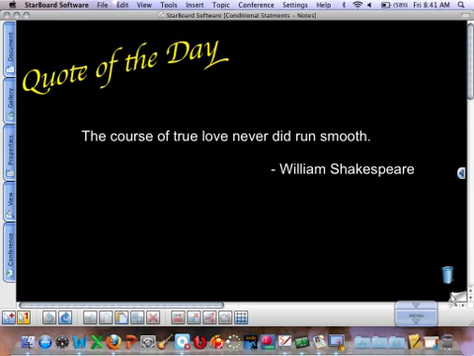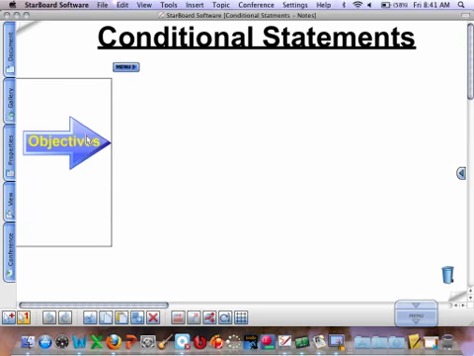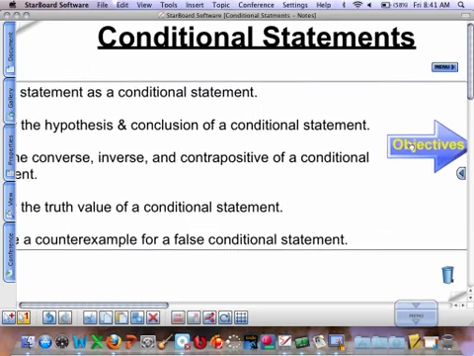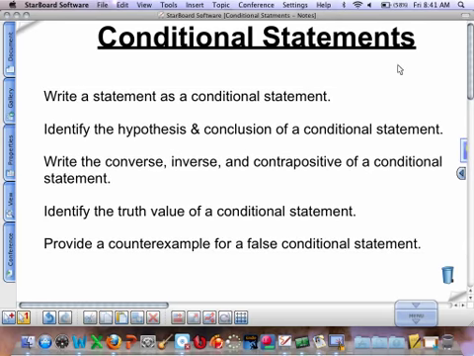Alright guys, looking at today's lesson, we're looking at conditional statements. This is honestly a pretty easy lesson, so you should be able to fly through this one today. But we do actually have a lot to discuss with today's objectives. So this is basically the order in which we're going to be doing things.